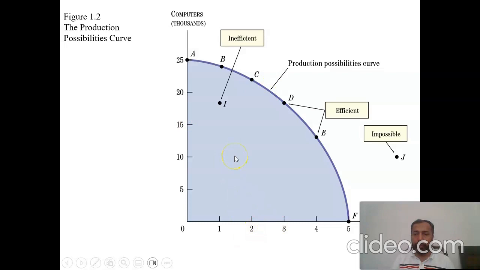If there is a change in the technology in production of one product and not the other product, for example, if there is improvement in the production of computer, this curve will shift upward on y-axis and will stay same on x-axis. It will start from the 5 and may end somewhere above the 25 on y-axis.